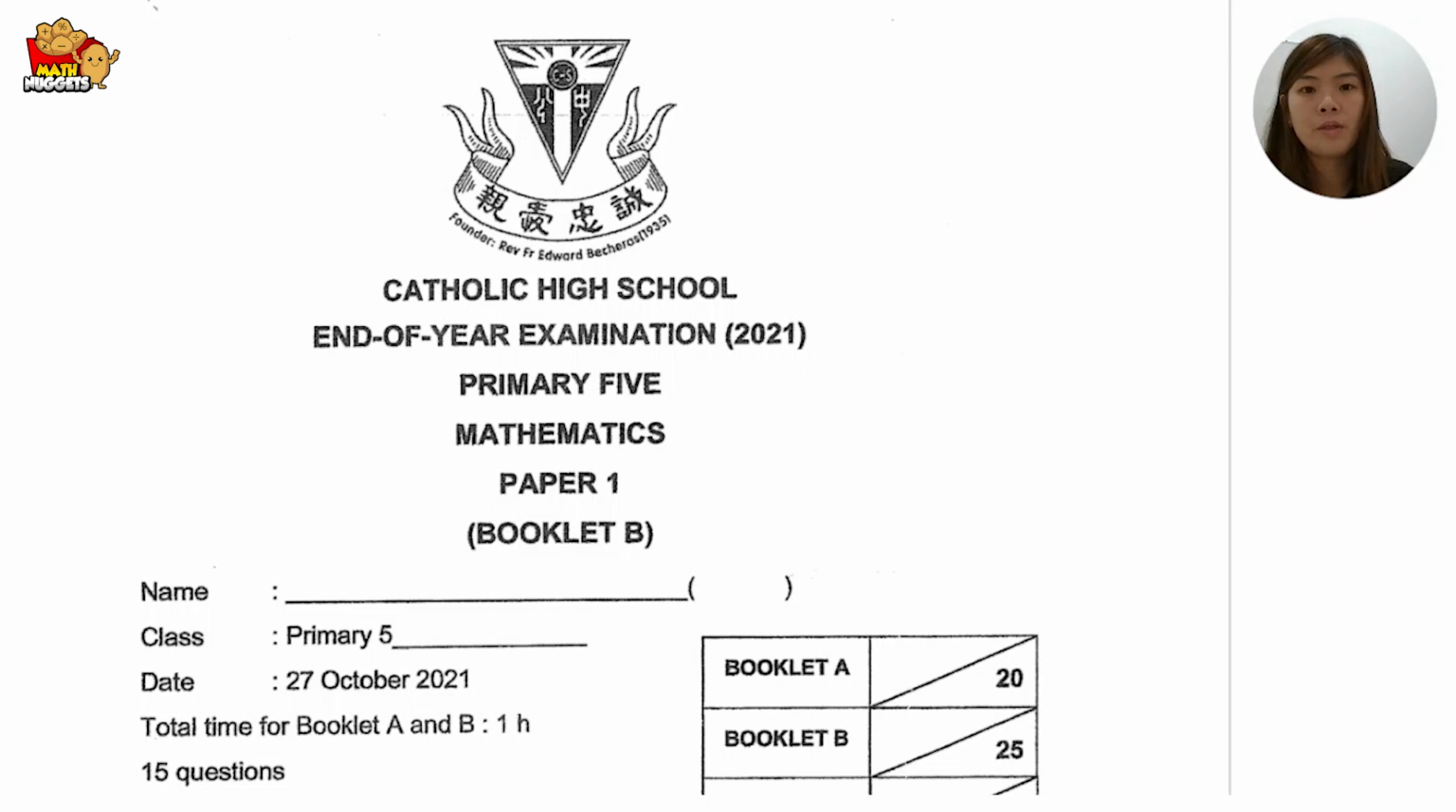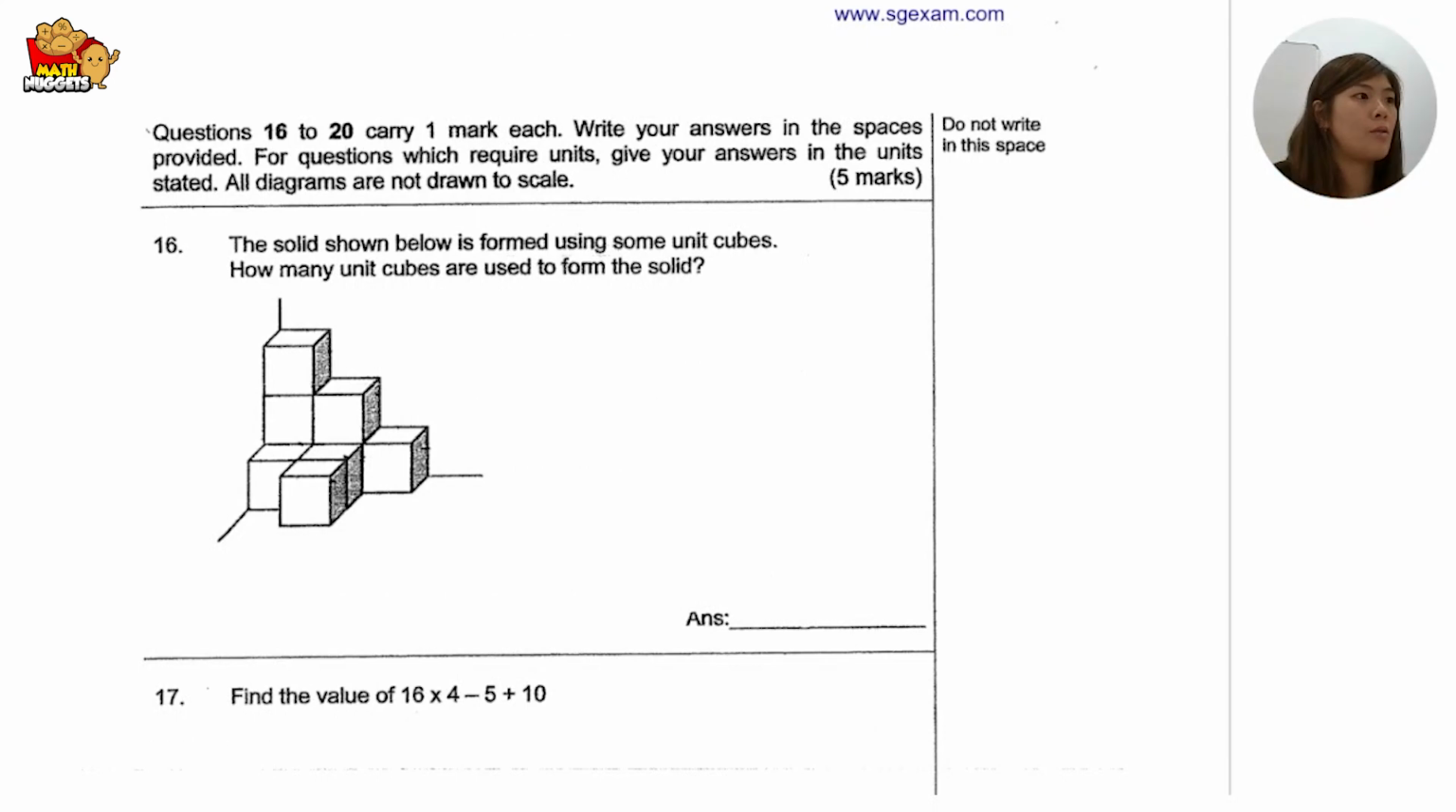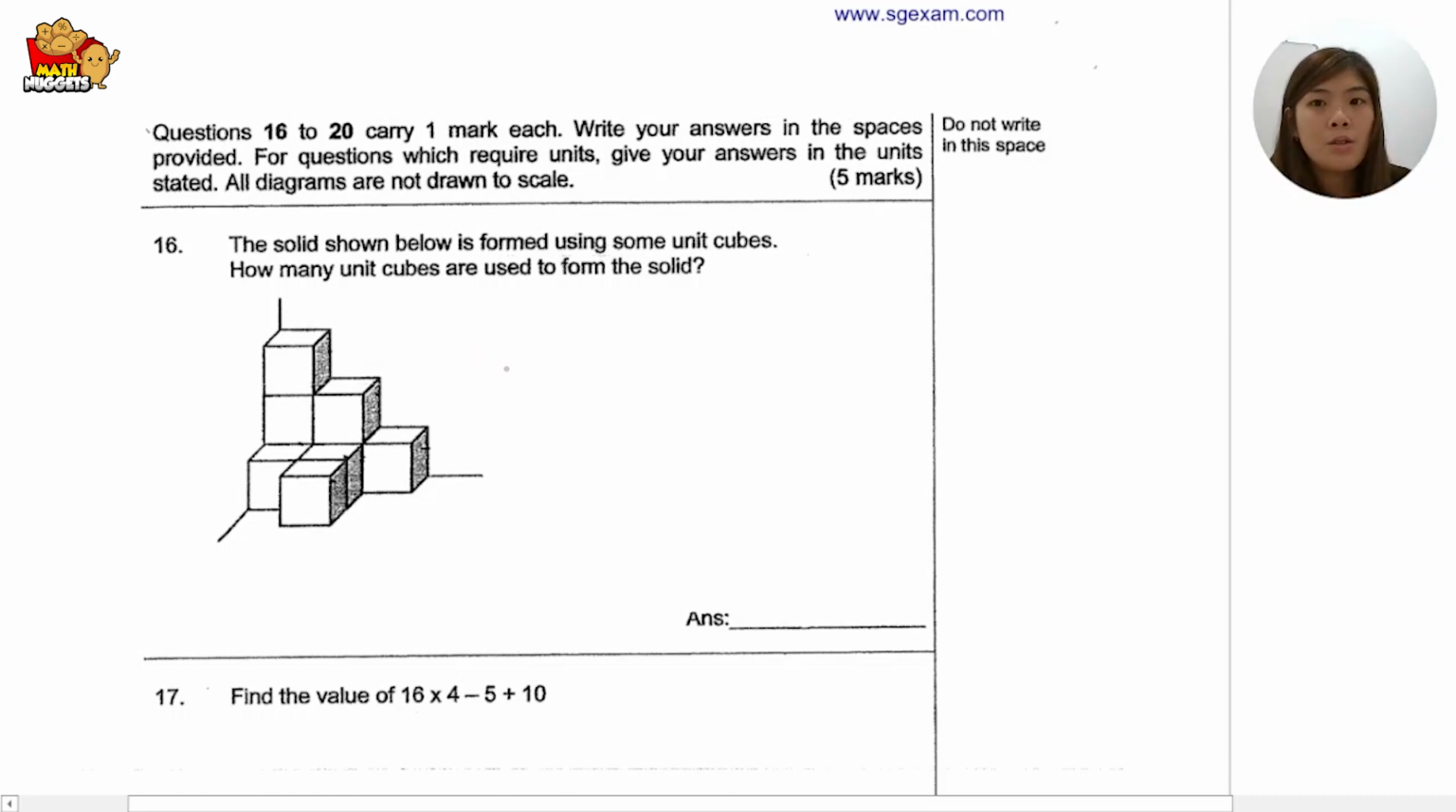Okay, now we will start with booklet B of Cat High End of Year Examination 2021 for Primary 5 Math. Let's start with question 16. The solid shown below is formed using some unit cubes. How many unit cubes are used to form the solid? From here we can actually count.